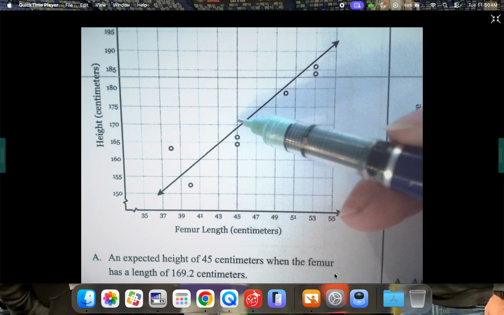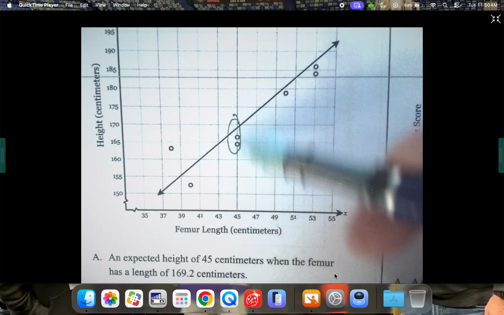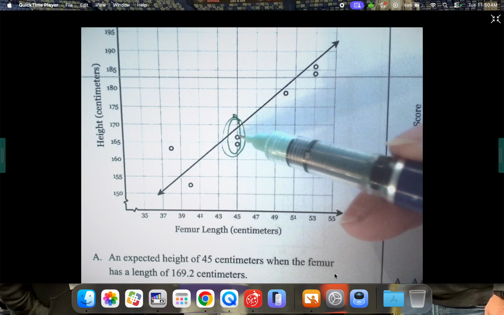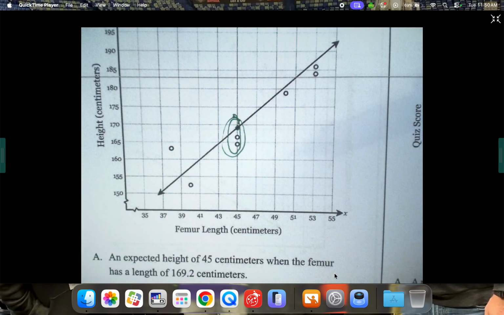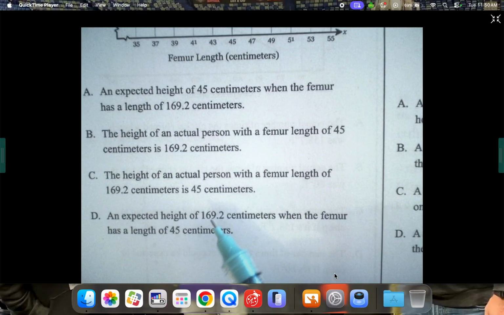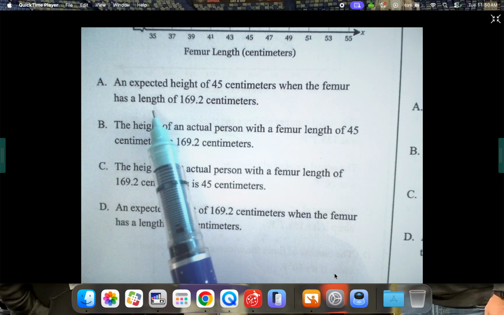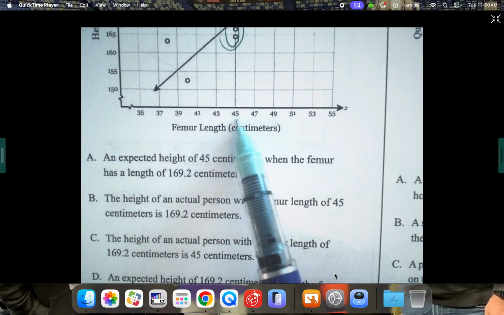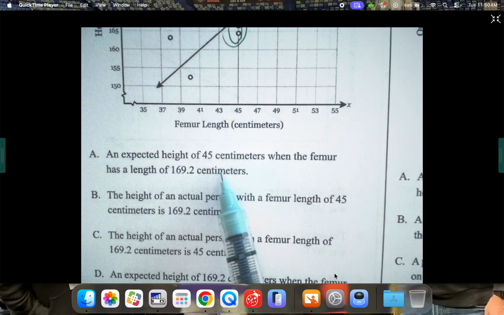So let's go to when x is 45. And the y value would be right here where it hits at 45. So 45 comma, these are your y's. These are our true data points, and this is the point on our line of fit. So let's look at our selection choices. An expected height of 45 when the femur has a length of 169. No, we're looking at femur length of 45. Femur length is down here at 45, so that doesn't even make sense.